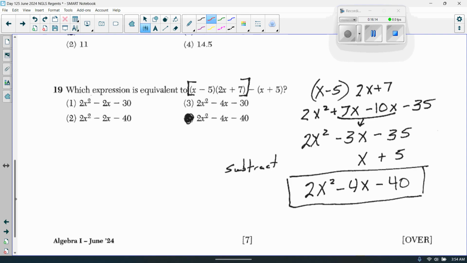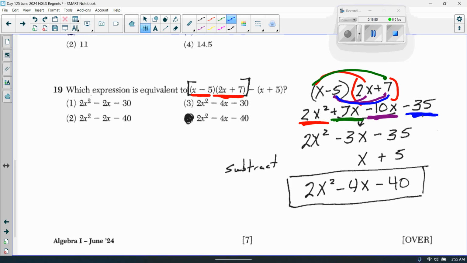Okay, number 19. There's a real way of doing it, and then there's the Morrow way of doing it. So the real way is, remember, if you see two bubbles next to each other, that's just FOIL or box method. So if you forget how to do it, x times 2x is 2x squared. X times 7 is 7x. -2 times 2x is -10x. And -5 times 7 is -35.